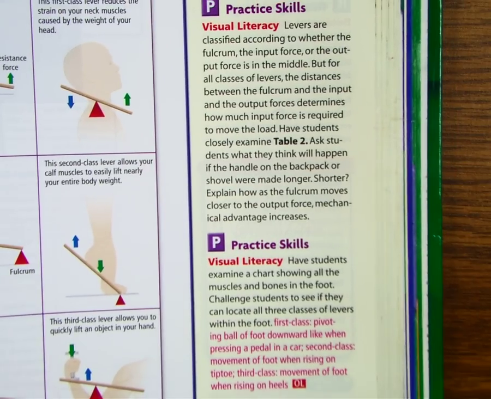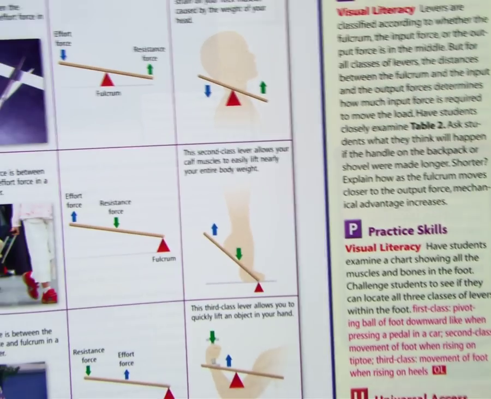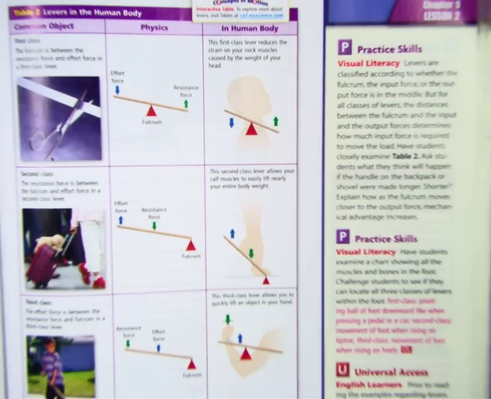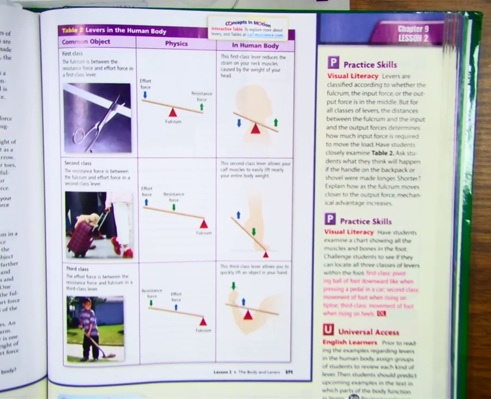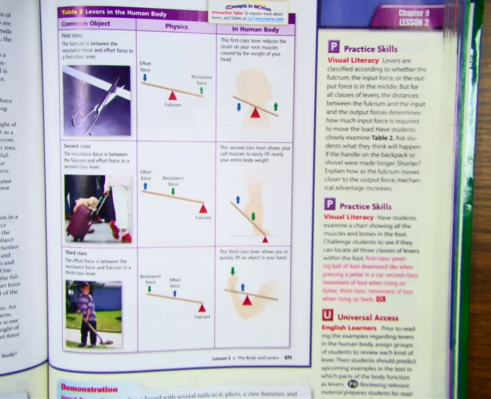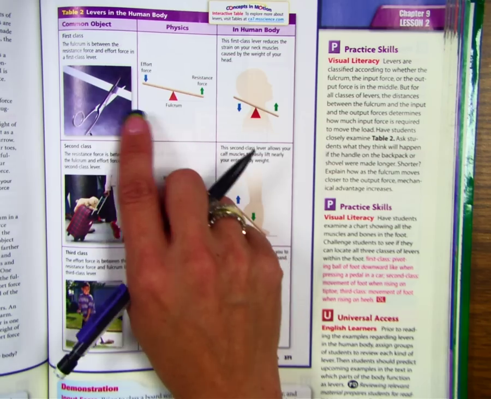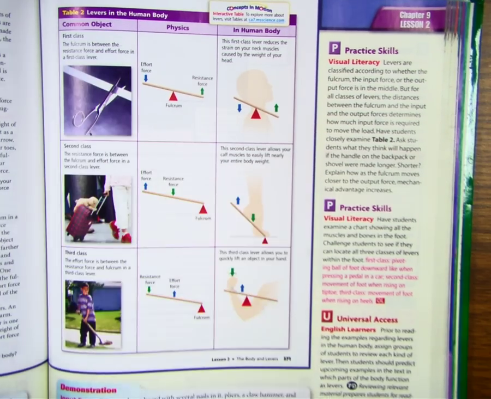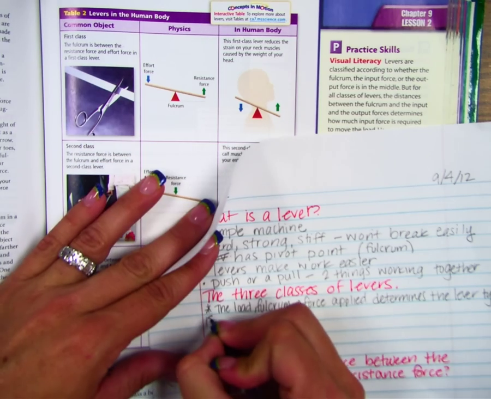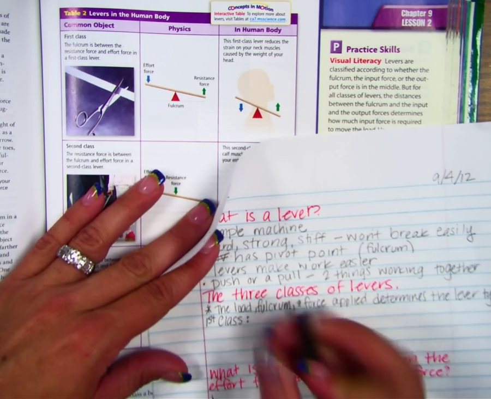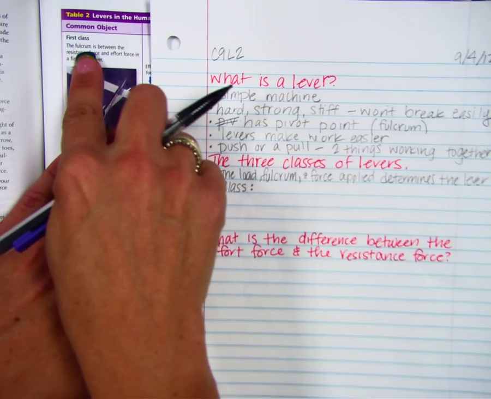Okay, and let's turn to table 2, which is here, and we're going to take a look at the 3 different types of levers. And so this is on page 371 in your book. I'm going to zoom out so that you can see the whole page, just like in your own textbook, which you should have in front of you. Okay, and so they're talking about the first class lever. So we have a first class.